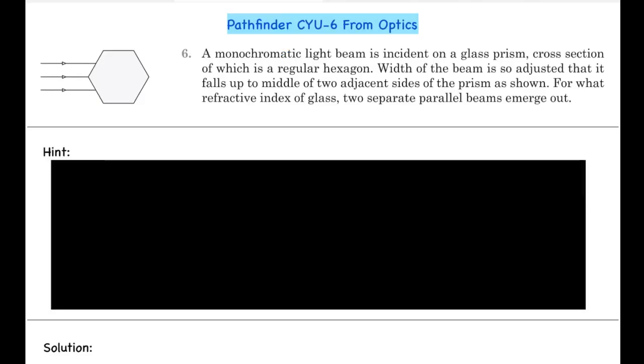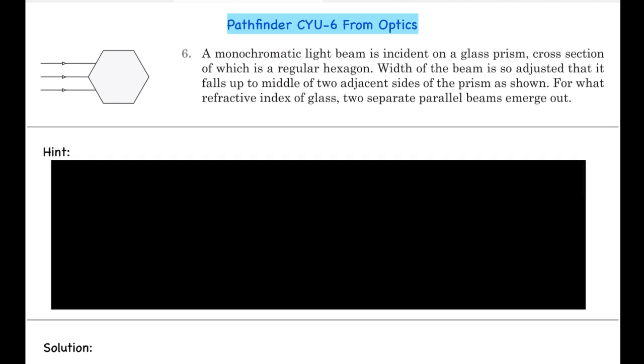So hey guys, here we have question number 6 from the check your understanding exercise of the chapter Optics from the book Pathfinder. So let's look at the question first. A monochromatic light beam is incident on a glass prism, the cross section of which is a regular hexagon. The width of the beam is so adjusted that it falls up to the middle of two adjacent sides of the prism as shown. For what refractive index of the glass will two separate parallel beams emerge out?